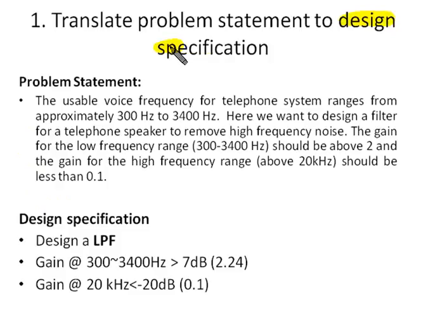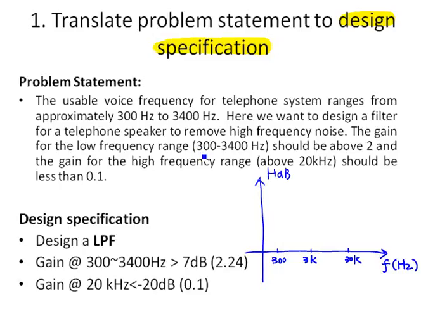Let's work on the problem statement and translate it into design specification. Here the useful signal is from 300 Hz to 3400 Hz. And we want to remove high frequency noise. So this should be a low pass filter. So from 300 to 3400 Hz, the gain of the circuit should be at least 2.